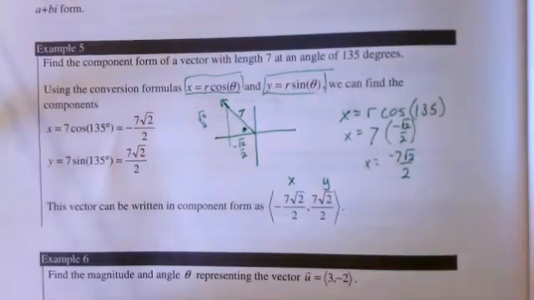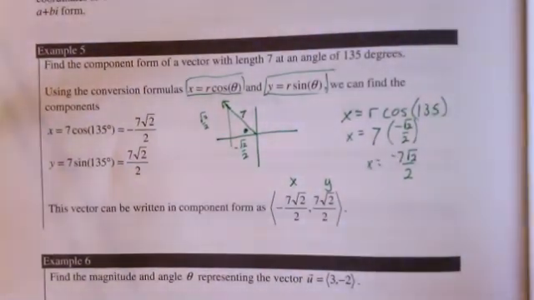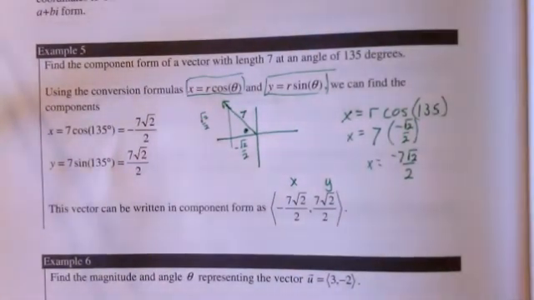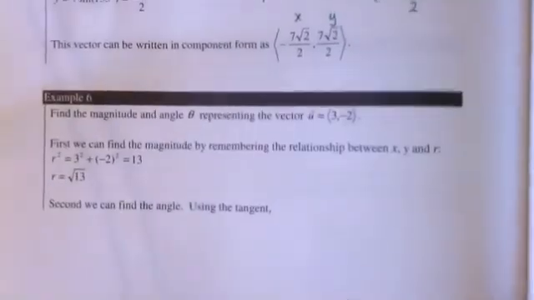Okie dokie. Let's jump to one more type of example. I am going to save the word problems. We're going to do that on Friday. So we're just going to do some of the computation stuff today, and then we're going to do the word problems on Friday. Okay. Let's jump to example 6.